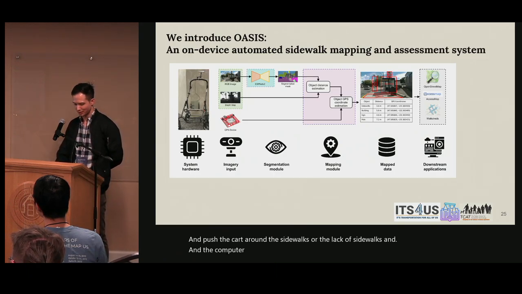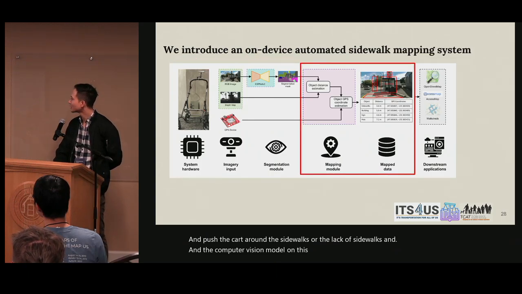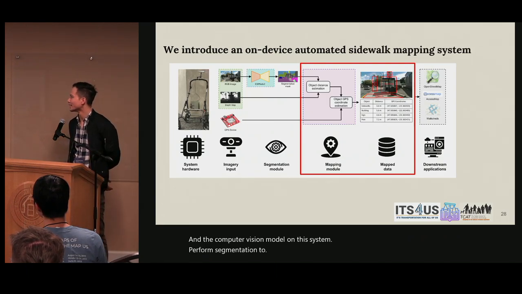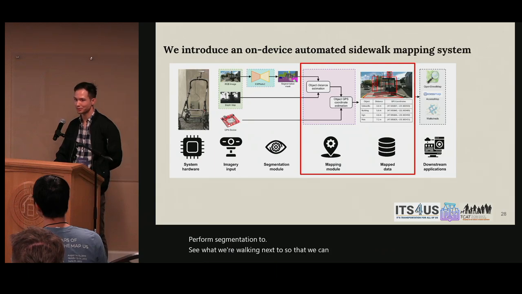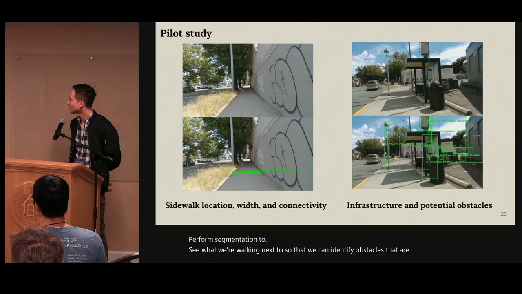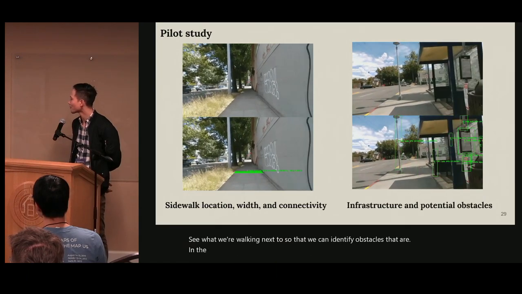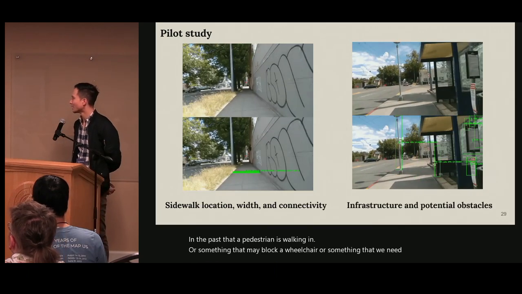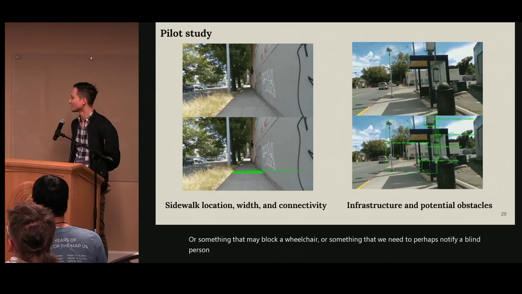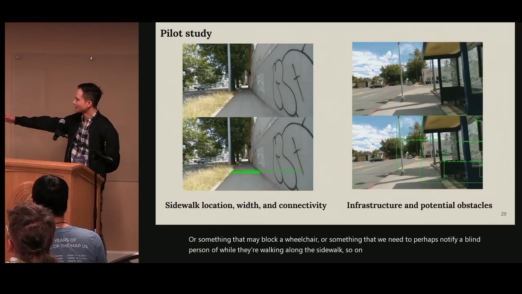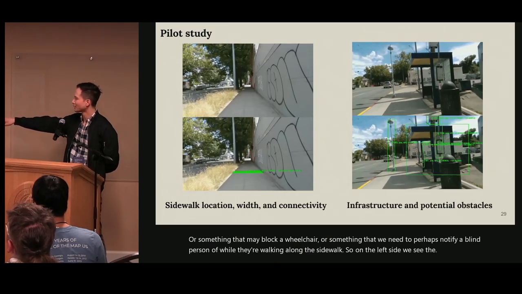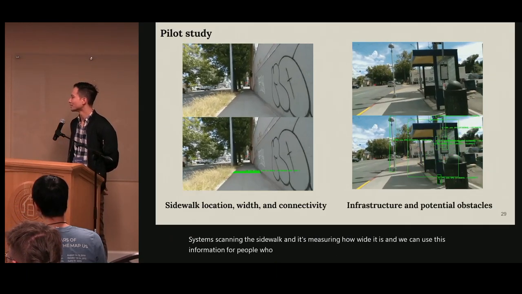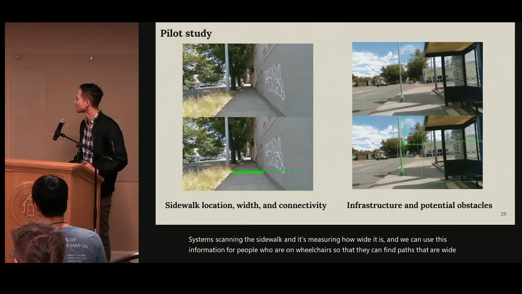And the computer vision model on this system performs segmentation to see what we're walking next to so that we can identify obstacles that are in the path that a pedestrian is walking in, or something that may block a wheelchair, or something that we need to perhaps notify a blind person of while they're walking along a sidewalk. So on the left side, we see the system scanning the sidewalk, and it's measuring how wide it is. And we can use this information for people who are on wheelchairs so that they can find paths that are wide enough for them to navigate with their equipment.